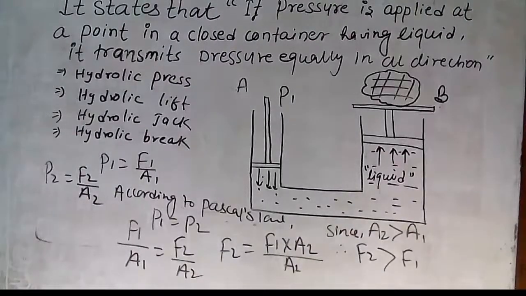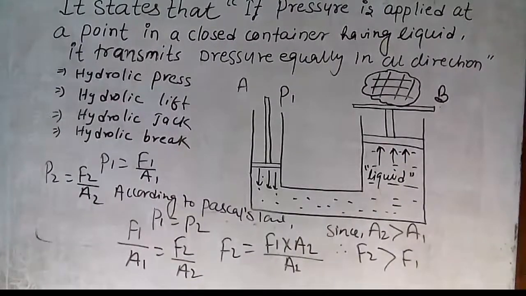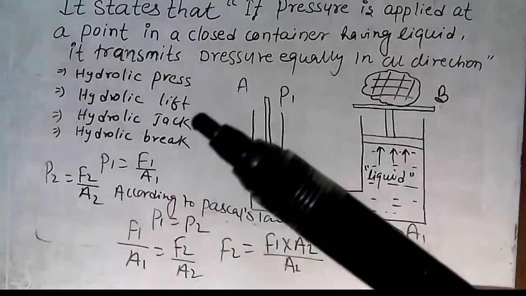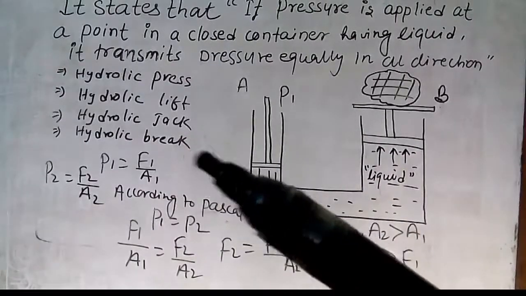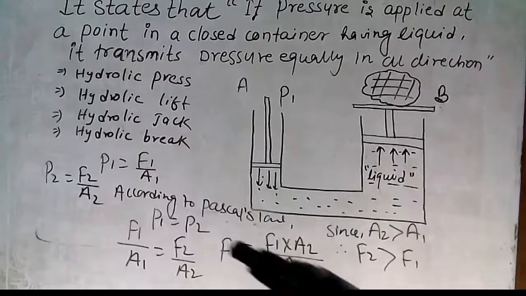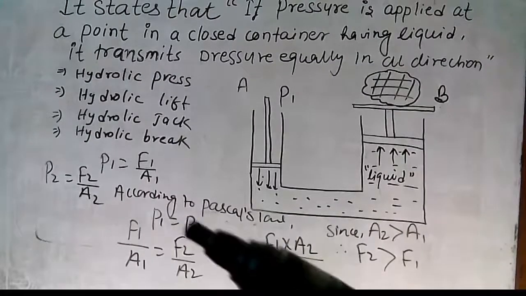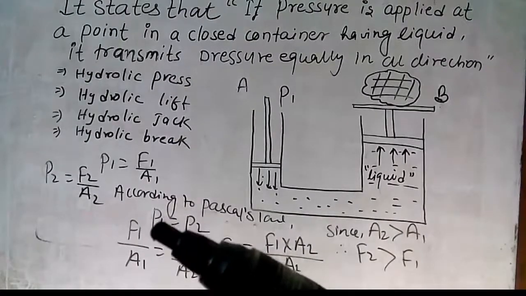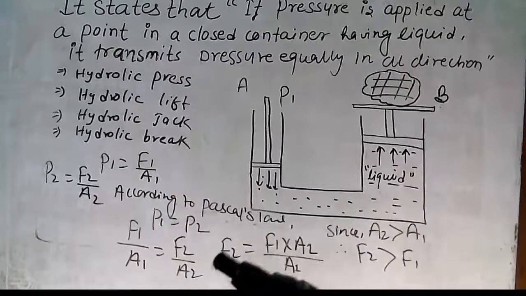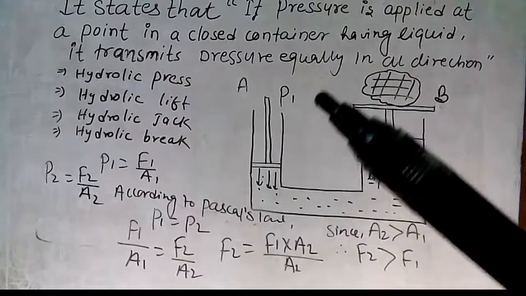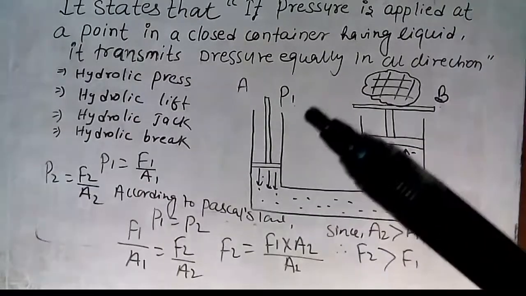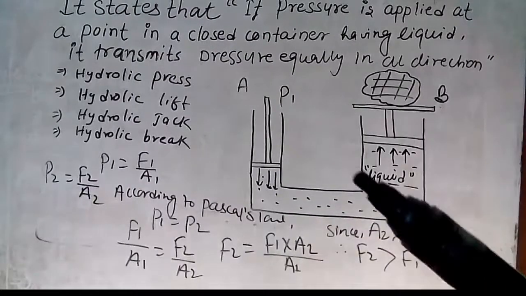Now, questions come in your exam in these patterns. State Pascal's law and write any four instruments which are based on Pascal's law. You can write: hydraulic press, hydraulic lift, hydraulic jack, hydraulic brake. And this is a very good formula for numerical problems: F1 by A1 equals F2 by A2. It means that the pressure at piston A is equal to the pressure at piston B.